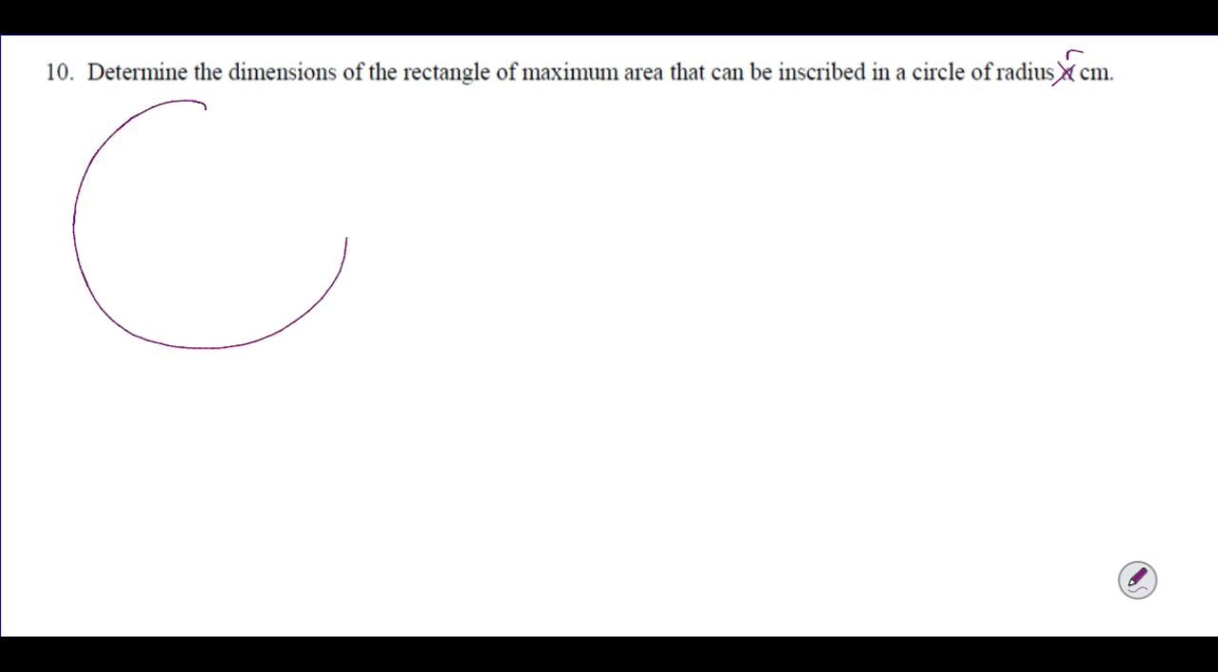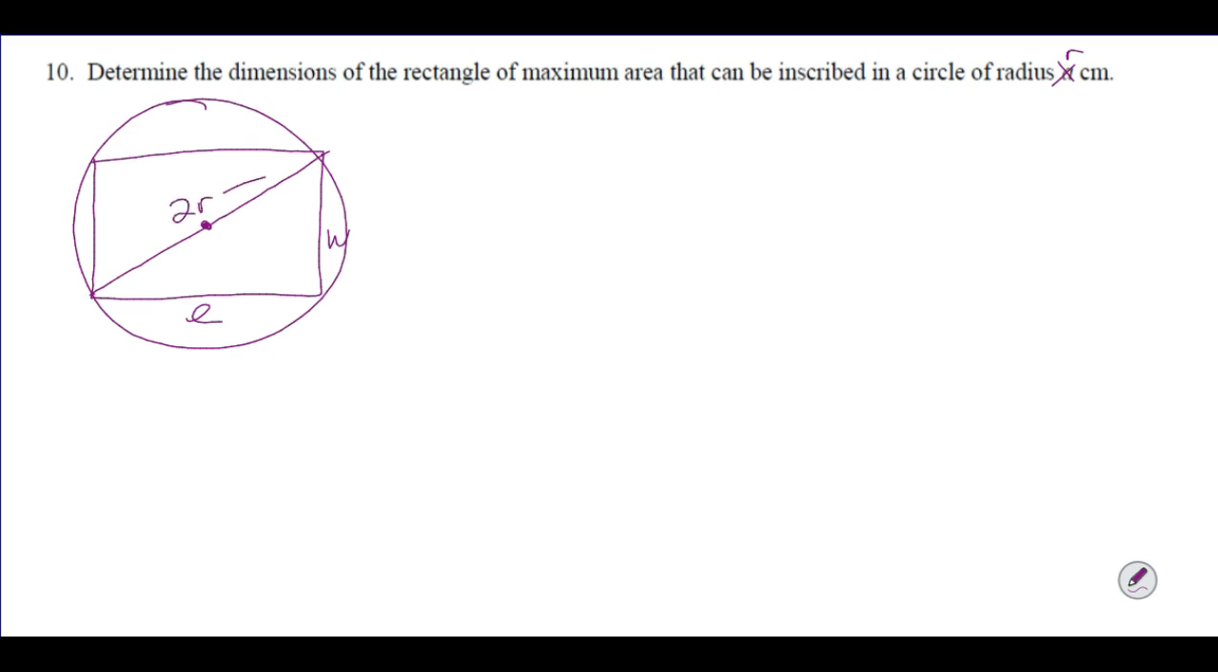Okay, draw a picture. So what do we got? A rectangle. What do you think this rectangle is? It's a square. Yeah, the rectangle with the largest area is always a square, right? But whatever, we still have to do this. So what measurements does a rectangle have? They've got lengths and widths. And what's this distance here to here? It's also 2r.